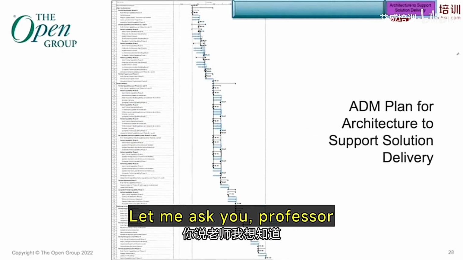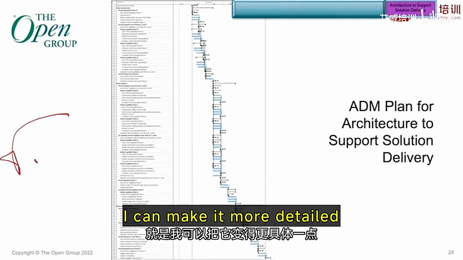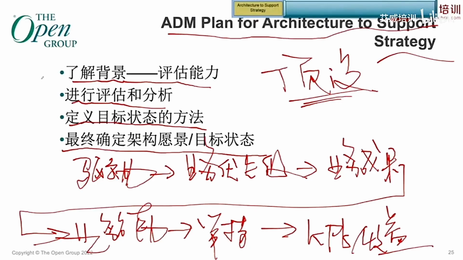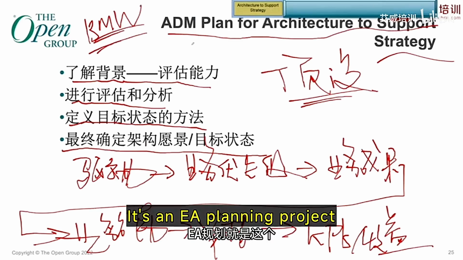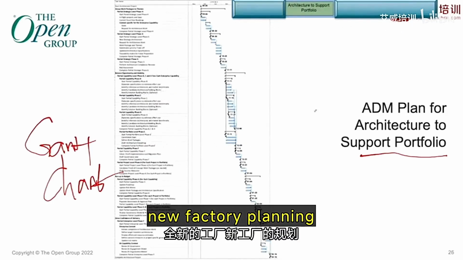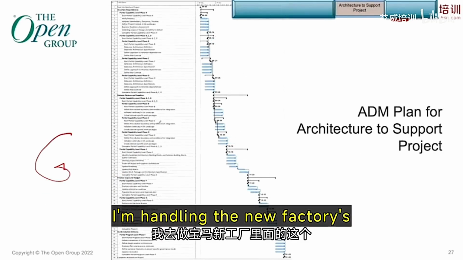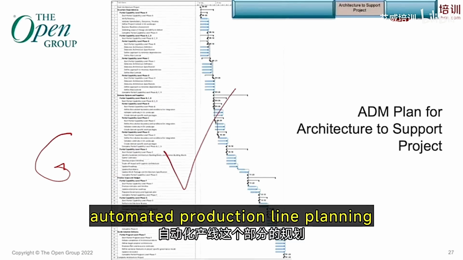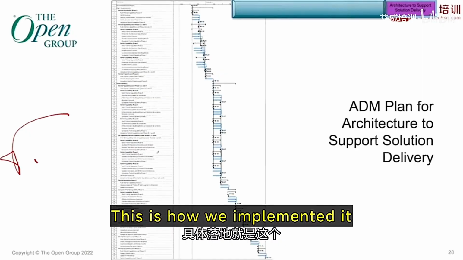Let me ask you, Professor, how to implement this Gantt chart in practice. I can make it more detailed. Take my current project for BMW. It's an EA planning project. I'm working on BMW's new factory planning. Specifically, I'm handling the new factory's automated production line planning. I manage the automation systems for BMW's new production facility. This is how we implemented it.